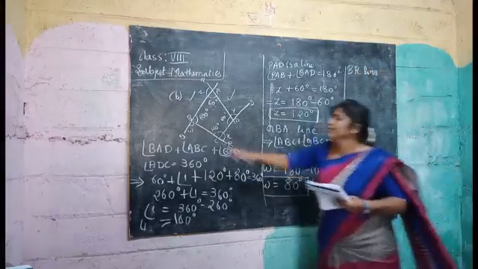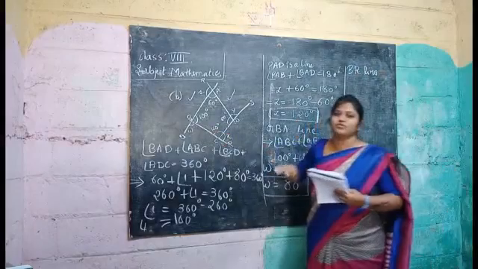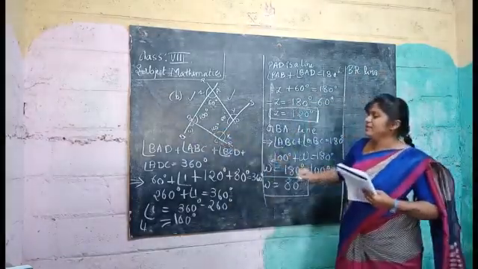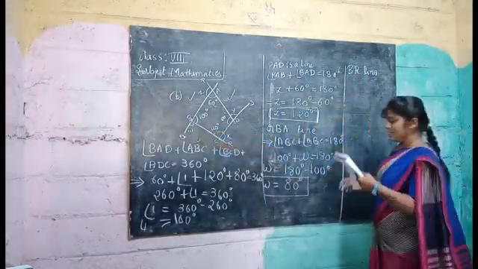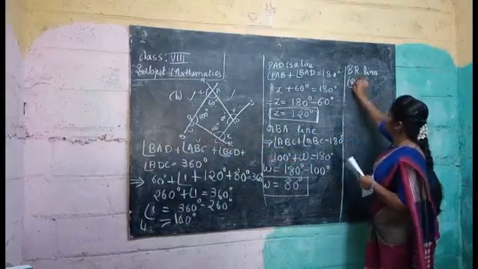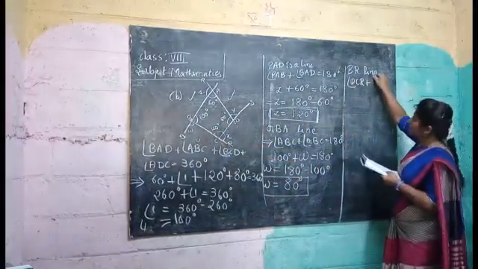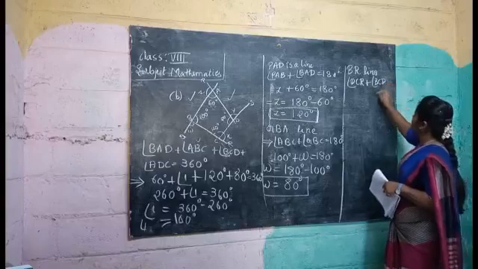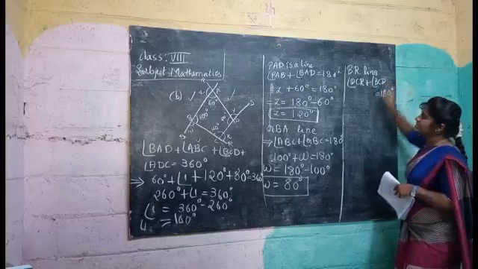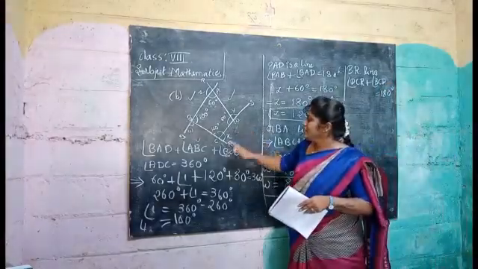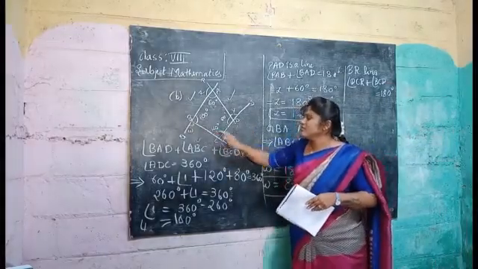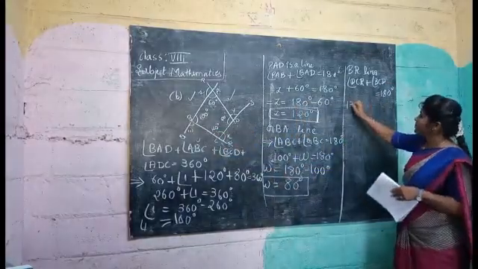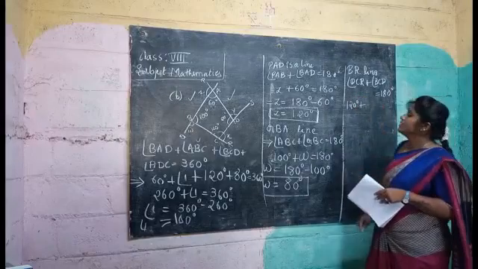Where is BR? BR. This line we have to take now. This line I am taking now. Okay. In the BR we have DCR plus BCD is equal to 180 degree. Where is DCR? DCR. This is 120 degree. 120 degree plus BCD.